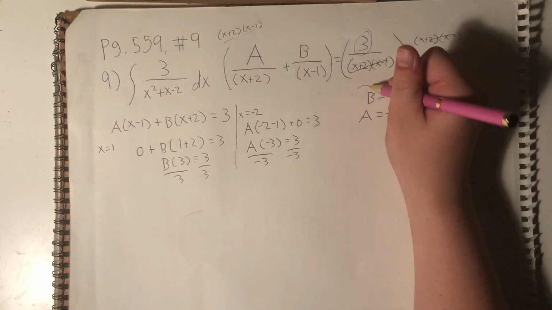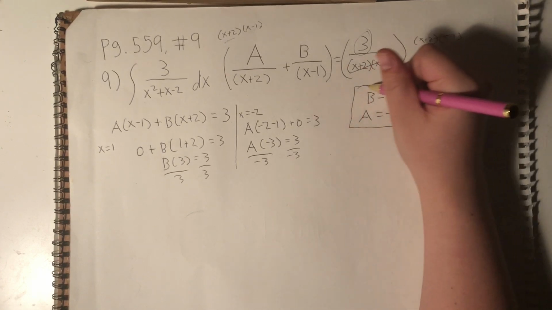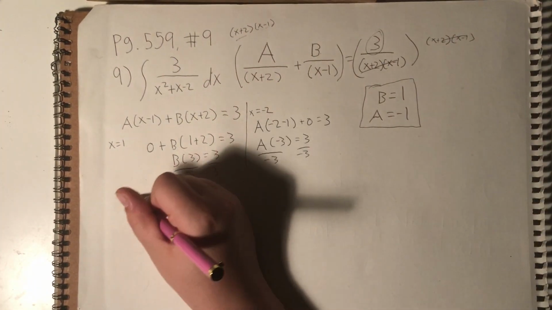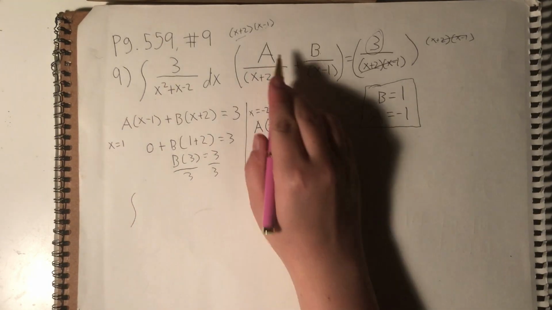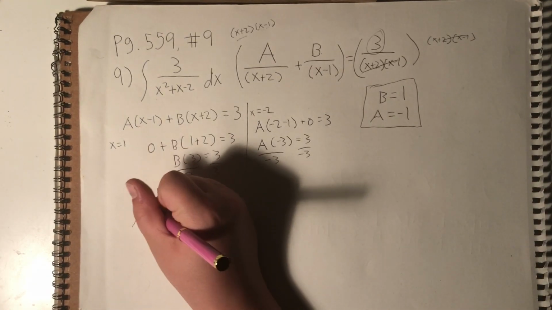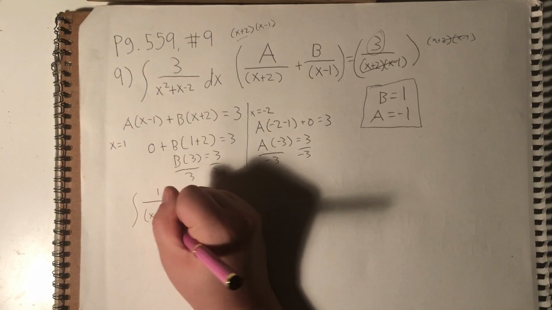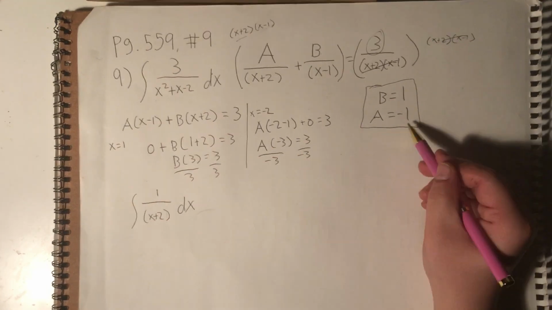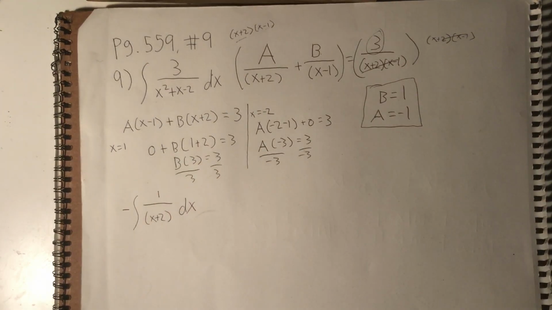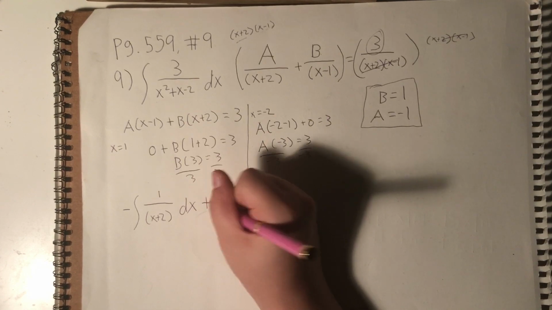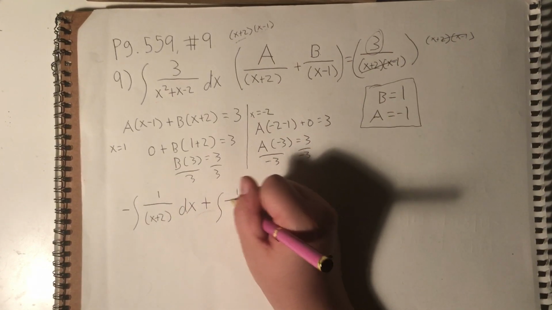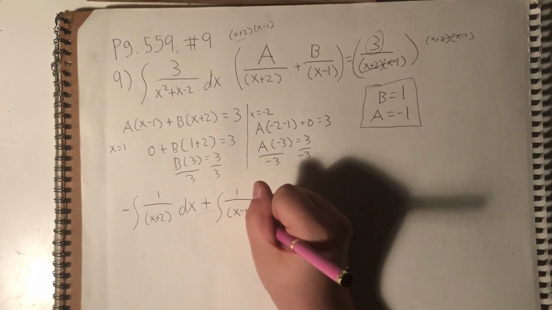All right, so now that we have found both B and A, we can separate this into two separate integrals. So we'll take the integral of A over x plus 2, which we found A to be negative 1. So I'll just write 1 over x plus 2 for right now, dx. But because A is negative, in order to have a du over u situation, we have to stick that negative on the outside. Great. Now we can write plus the integral of B, which we found to be 1, which is easy enough, over x minus 1 dx.